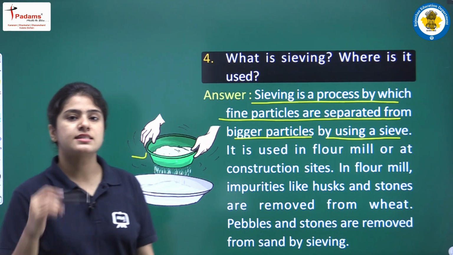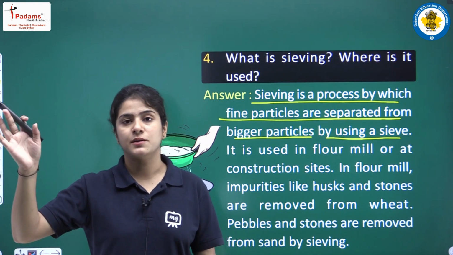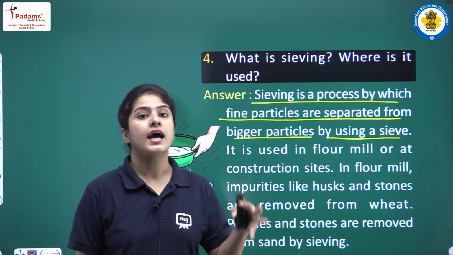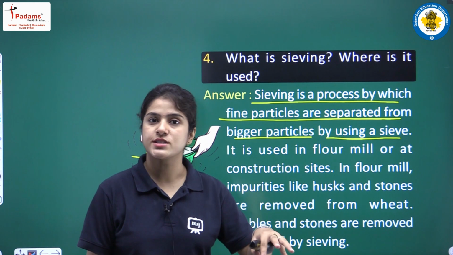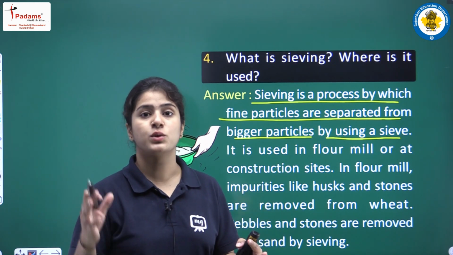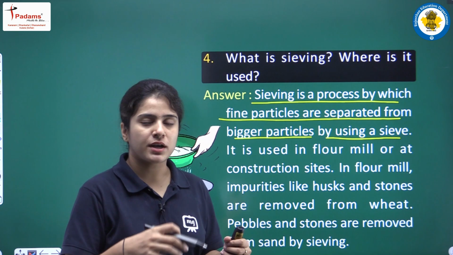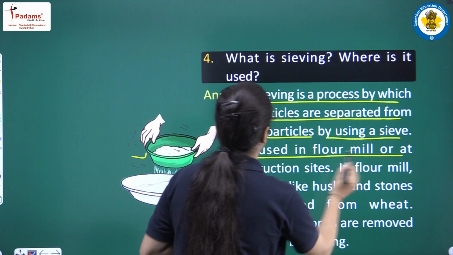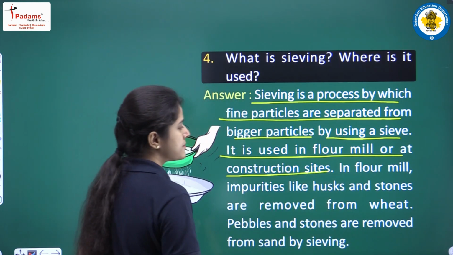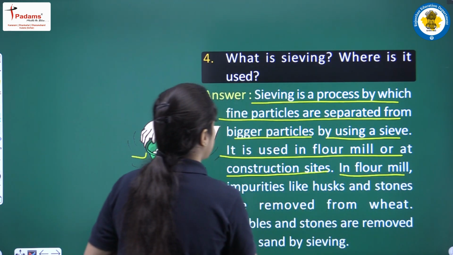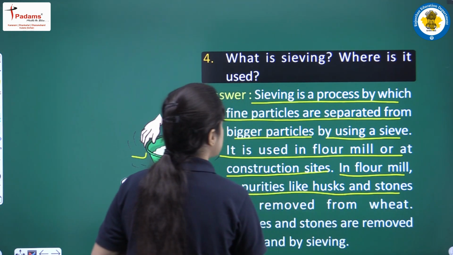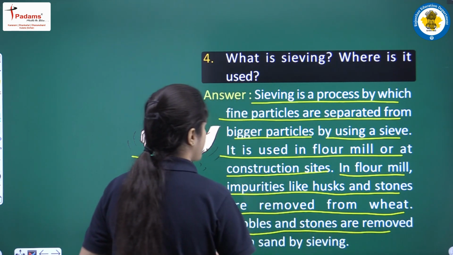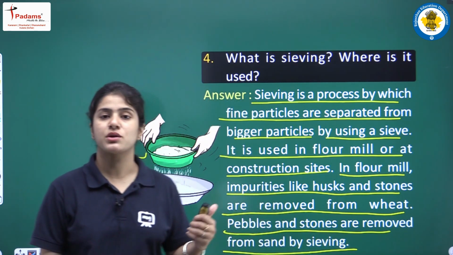Where is it used? It is used in the flour mill, when you want to separate the flour from the pebbles and stones. It is also used at construction sites when you have a mixture of sand, stones and cement. Then you need to separate those things with the help of a big sieve. So it is used in the flour mill or at construction sites. In the flour mill, impurities like husk and stones are removed from wheat, and pebbles and stones are removed from sand by sieving. This is what we have discussed.